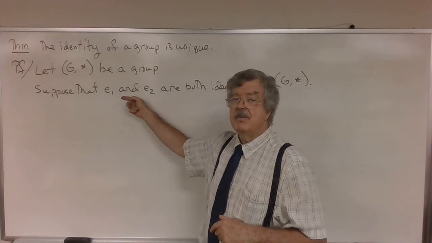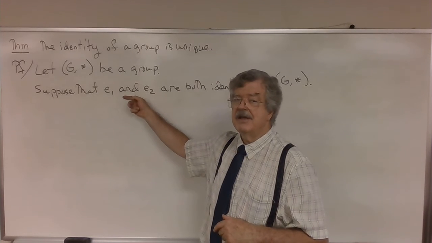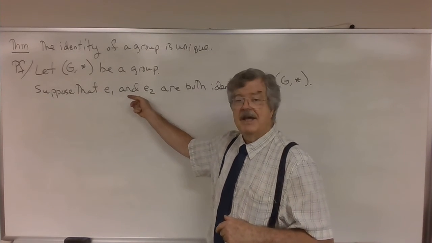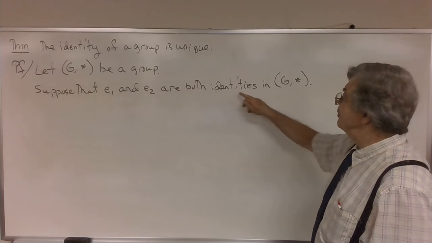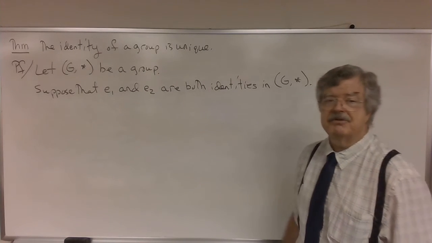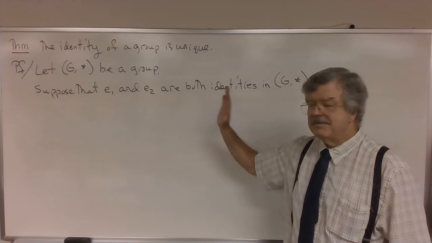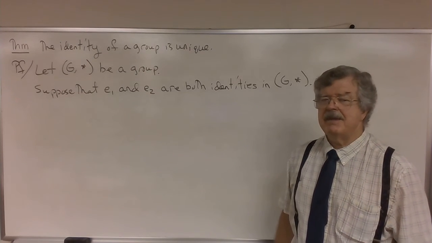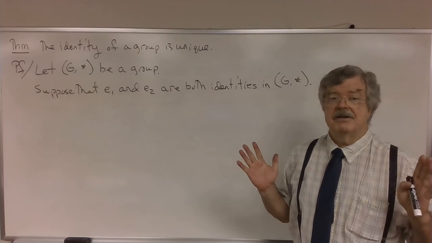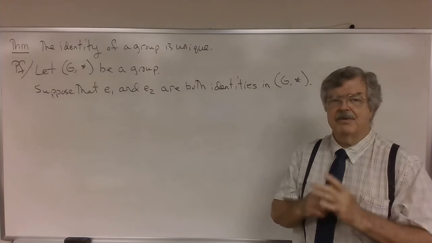We didn't say that E1 and E2 were distinct. We didn't say that they weren't. But we just said, suppose that they are both identities in the group G. So maybe E1 and E2 are distinct, maybe they're not. It doesn't matter for the proof that we're about to do.